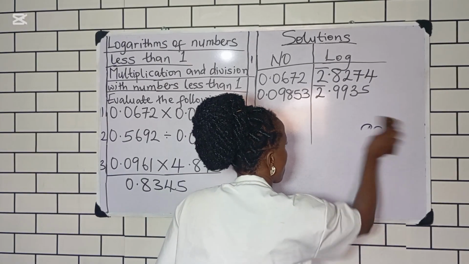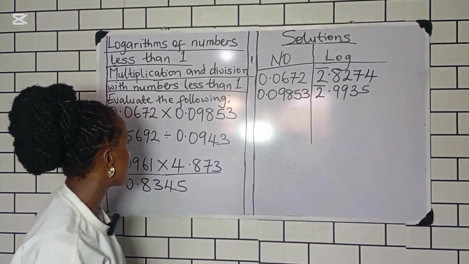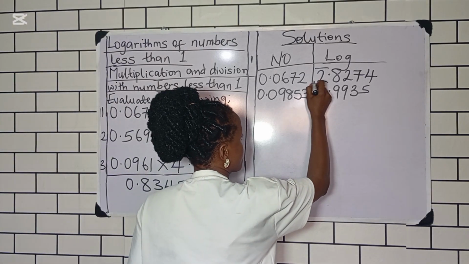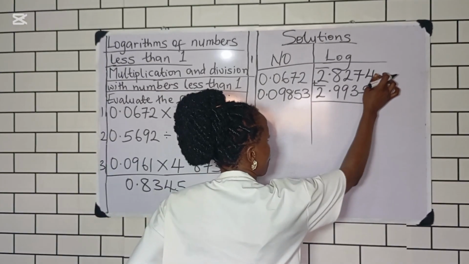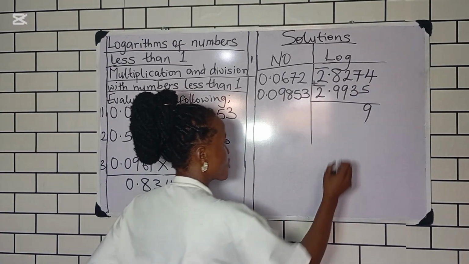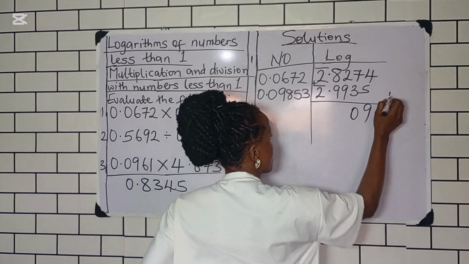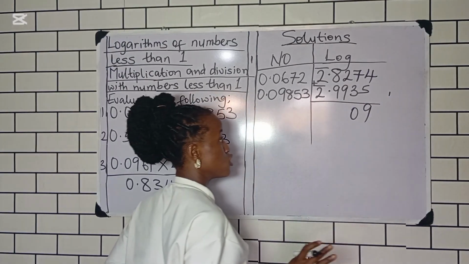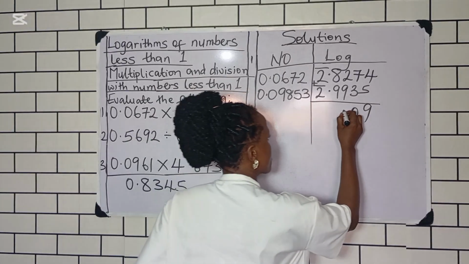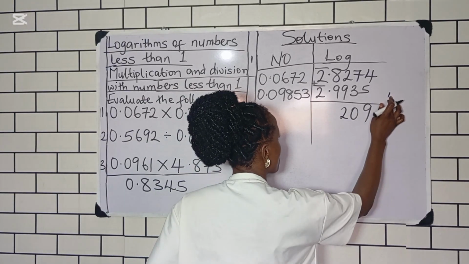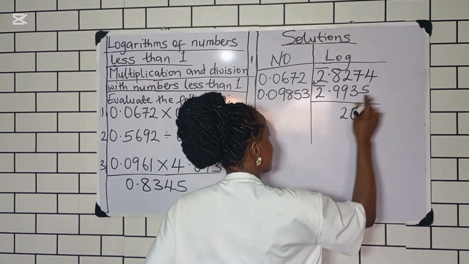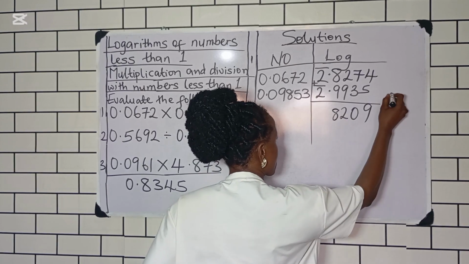Moving further, we are going to add the logarithms of these numbers, because you add the logs. Adding the logarithms, 4 plus 5 will give us 9. 7 plus 3 will give us 10. You write your 0, carry 1. That 1 you carried, you add it to these two: 2 plus 1 will give you 3. And 3 plus 9 here will give us 12. You write your 2, carry 1. This 1 you carried, you add it to this 8, you have your 9. Then 9 plus 9 will give us 18. You write your 8, carry 1.